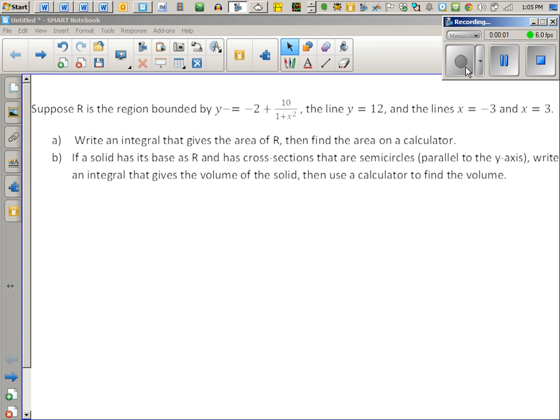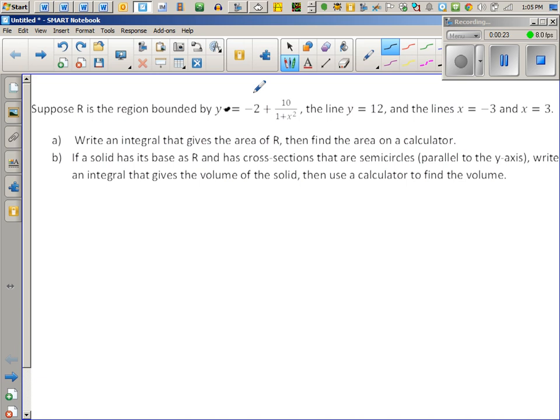We've got two curves. There's no negative here. Oh, there is a negative there. Sorry about that. The first curve is negative 2 plus 10 over 1 plus x squared. So that graph actually looks something like the following.